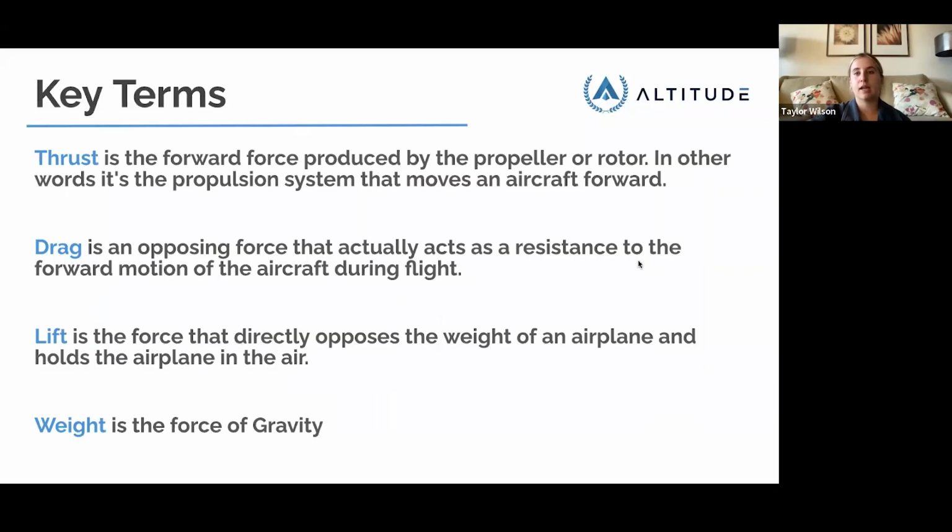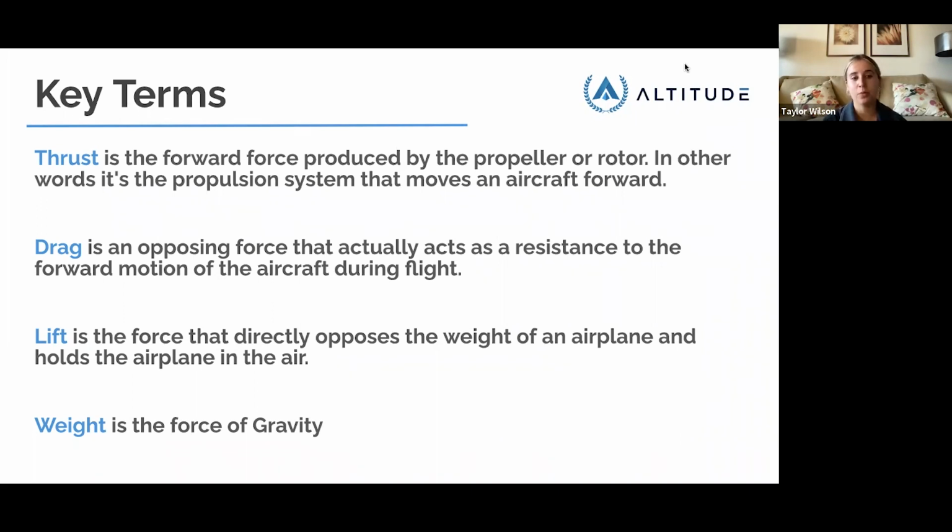So the FAA definition of each of these terms: thrust is that forward force produced by the propeller or rotor. Or in other words, it's the propulsion system that moves an aircraft forward. Drag is that opposing force acting as a resistance to the forward motion of our aircraft while it's in flight. Lift is our force that directly opposes the weight of an airplane and holds the airplane in the air.